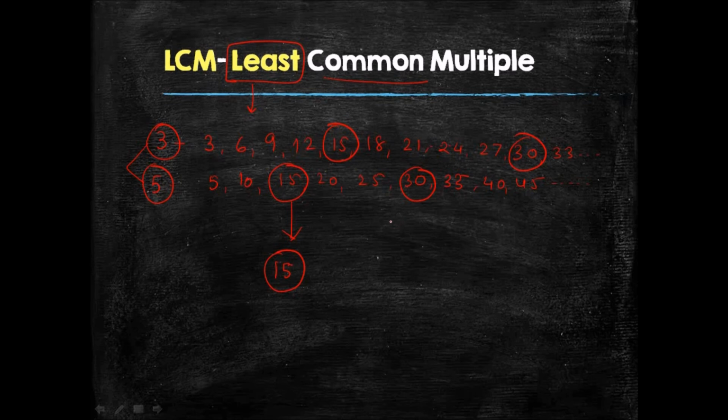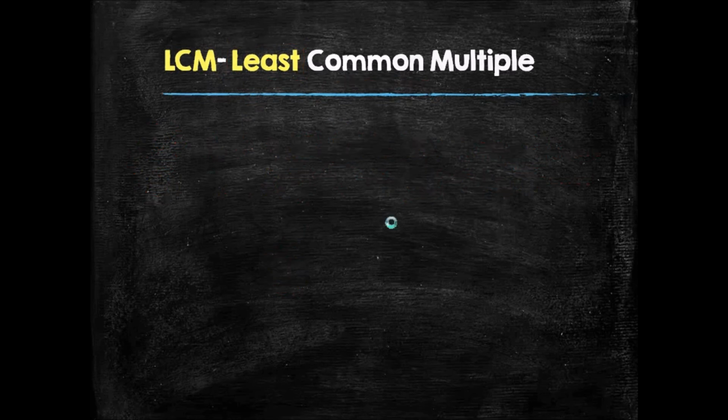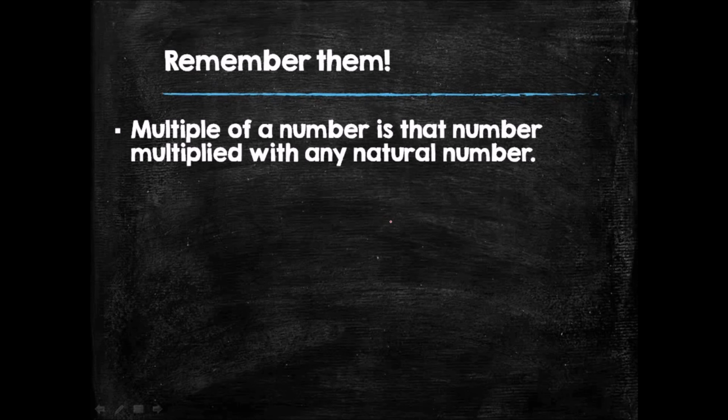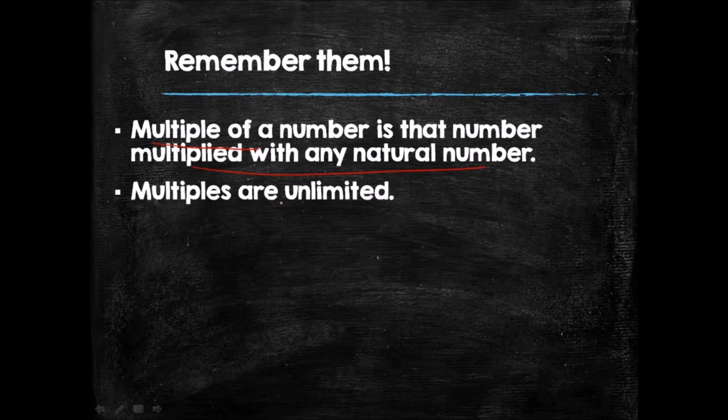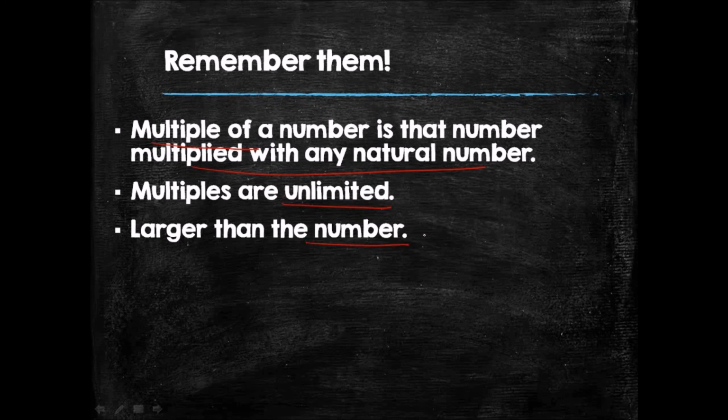Now let's revise whatever we have learned so far and pay attention to the minute details. For example, what is a multiple? A multiple of any number is that number multiplied with any other natural number. That is the table. Multiples are unlimited. You have no limits to multiples. There can be many multiples. They are always larger than the number. If I have to find a multiple of 10, the first multiple would be the number itself, but later on it will be larger.